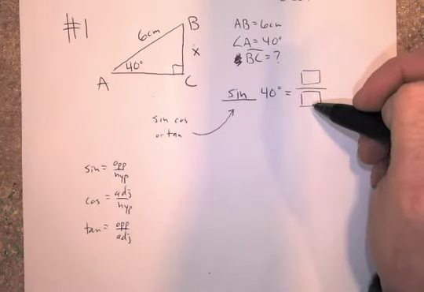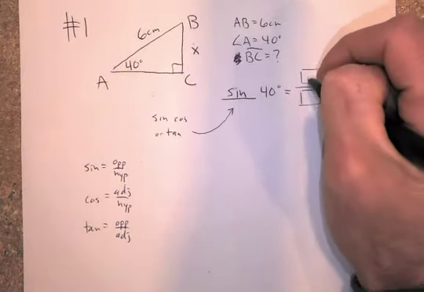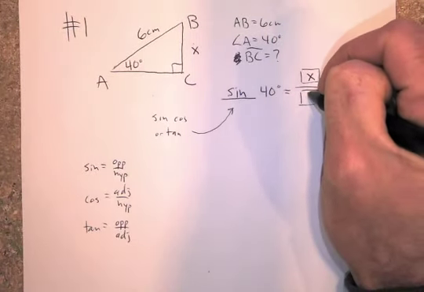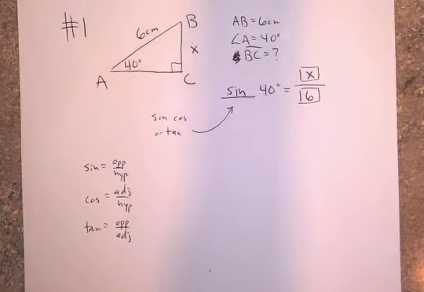What do you put here? Well, I put the opposite and hypotenuse. The opposite is X, that's what I'm trying to find, and the hypotenuse is 6. Alright, that's the setup.